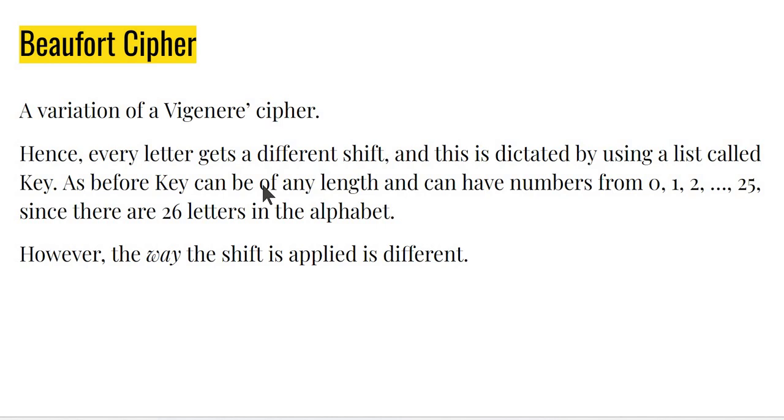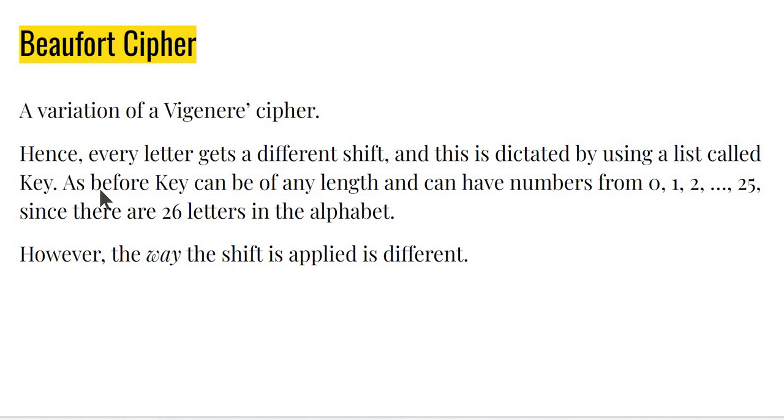Now, previously we looked at this thing called a Vigenere Cipher, which is essentially a generalization of the Caesar cipher, which we looked at in the class. The idea is that Beaufort Cipher is in fact yet another variation of the Vigenere Cipher. Hence, every letter gets a different shift, and this is dictated by a list which we call a key.